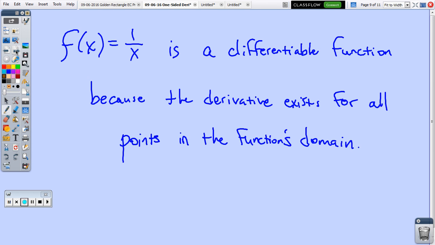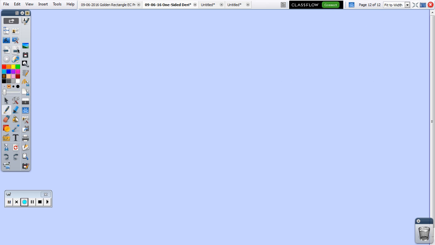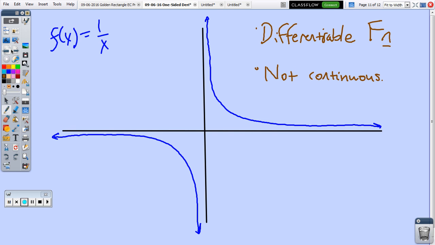So, this is differentiable. Let's try to not talk, let's try to focus on what's going on here. I'm giving you an example of a function that is differentiable even though it's not continuous.